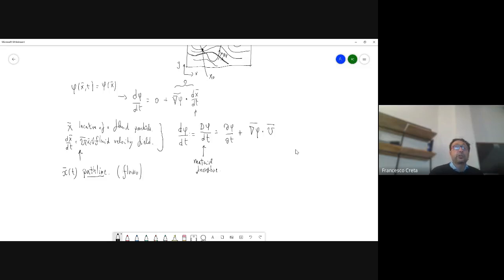So don't confuse this with streamlines. A streamline has a different meaning, linea di corrente. That's essentially a line that is always tangent to the velocity field. So you have essentially a photograph of the velocity field. So you may have a grid, and you have a velocity field like that.